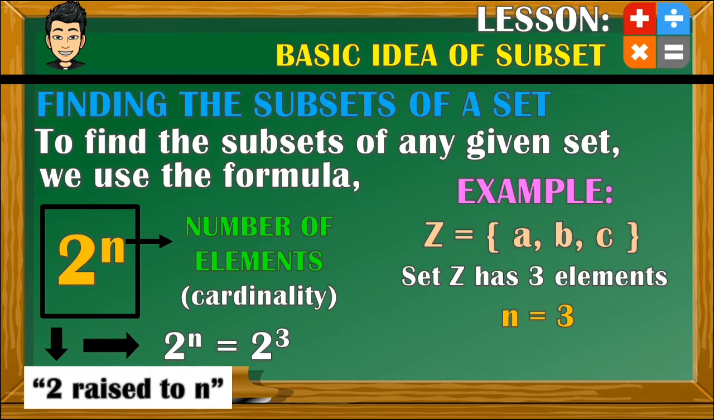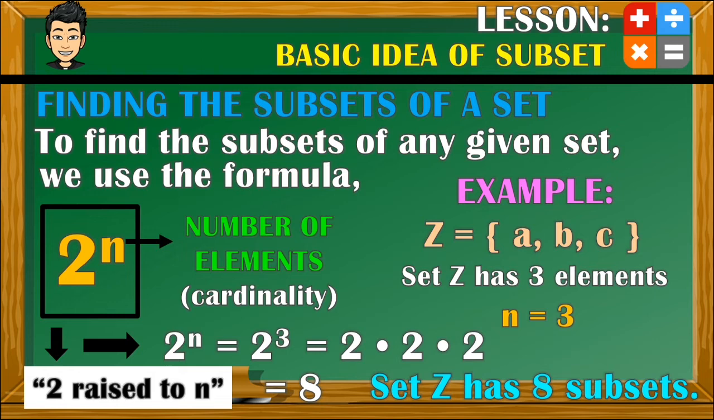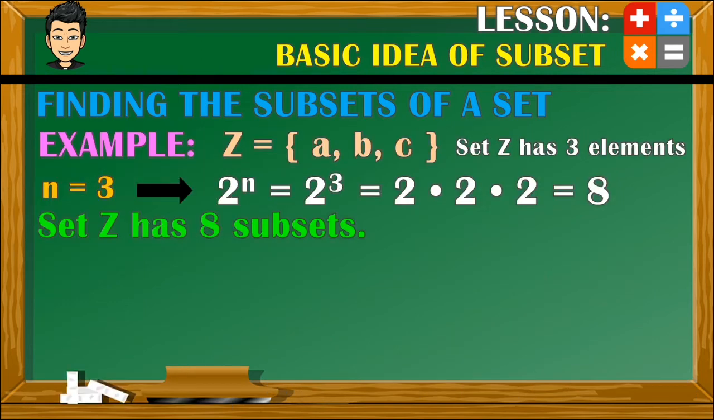2 raised to 3 means that we need to multiply 2 by itself 3 times. So we have 2 times 2 times 2. 2 times 2 is 4, times 2 is equal to 8. Therefore, we can say that set Z has 8 subsets. Since we already established that set Z has 8 subsets, how will we list down these 8 subsets?